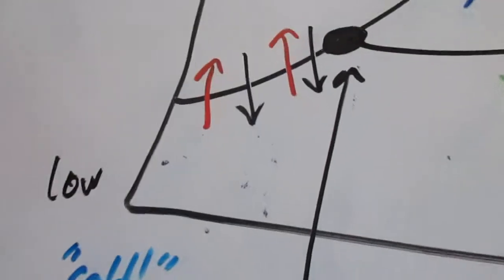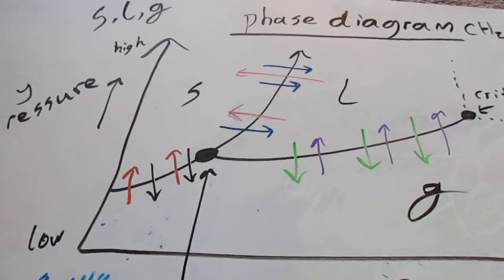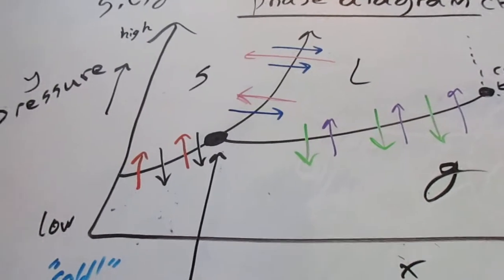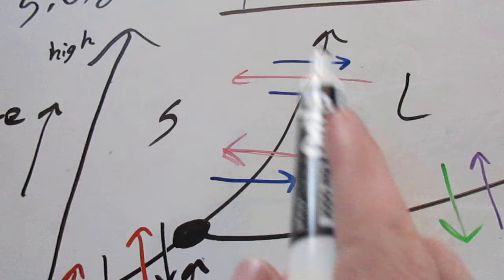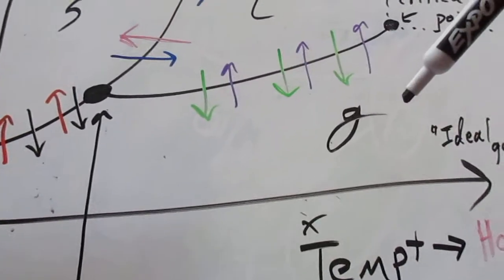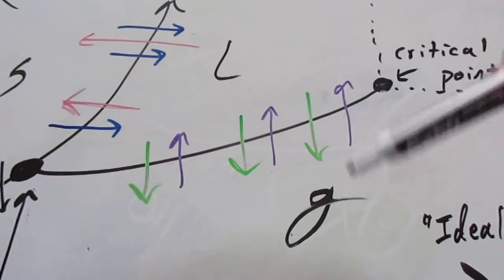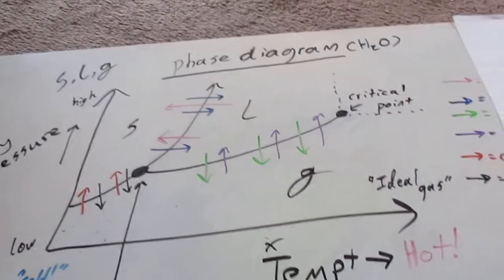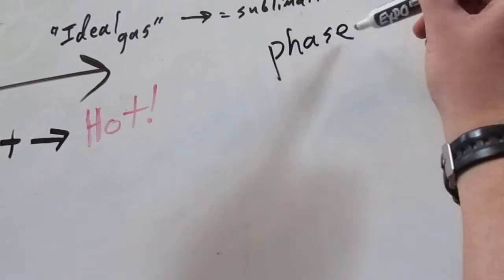But I wanted to bring my attention back to these arrows. And I put multiple sets of arrows because I want you to know it doesn't matter how it happens. If you're going from solid to liquid, liquid to solid, solid to gas, gas to solid, liquid to gas, or gas to liquid, those are the phase changes.